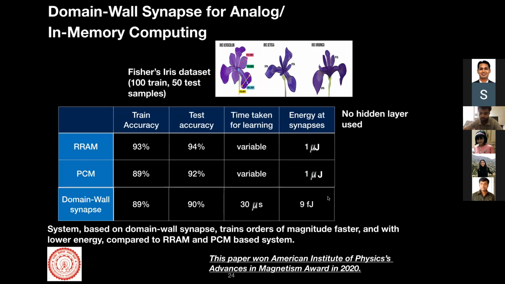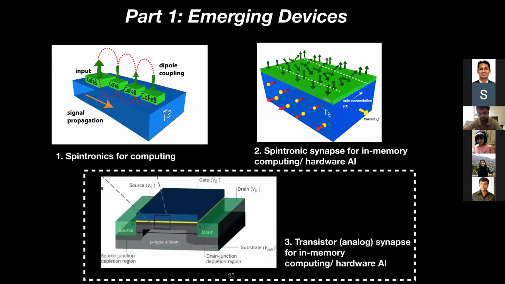Okay, so this paper won the IEEE Advances Mechanism Award back in 2020 because of showing this particular innovation. All right, so that ends my talk on the spintronic synapse for in-memory computing. Later on, I'll get into more details on how to design these crossbar arrays with these spintronic devices. So, some more questions, please.